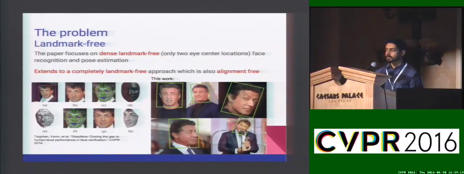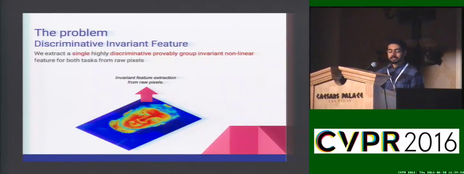The paper focuses on a dense landmark-free approach, so we only use two eye center locations, as illustrated in the figure on the bottom right. But we can also extend this to a completely landmark-free approach, which is also alignment-free. In that case, your input would be just an image with the face covering most of the image itself. We extract a single, highly discriminative, non-linear feature from raw pixels for both tasks. This is the common feature for both tasks, and this is provably group invariant.